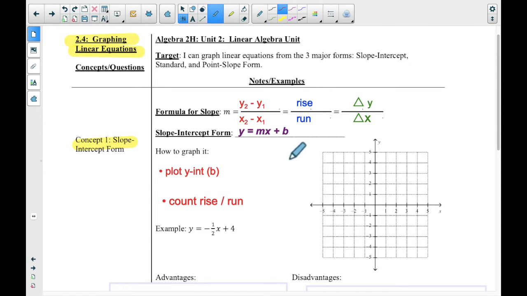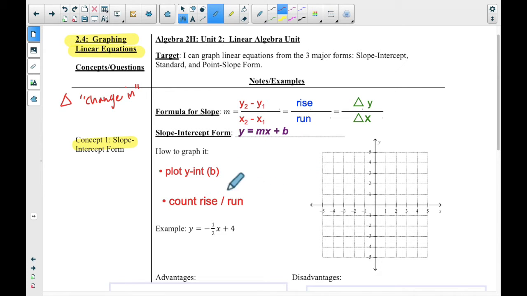I am going to remind you of some things though. For instance, do you remember the formula for slope is y sub 2 minus y sub 1 over x sub 2 minus x sub 1? Another way to say that is rise over run. And some of you learned this as delta y over delta x. Delta y means change in y, and delta x means change in x. That delta means change in. Okay, so slope-intercept form is y equals mx plus b.